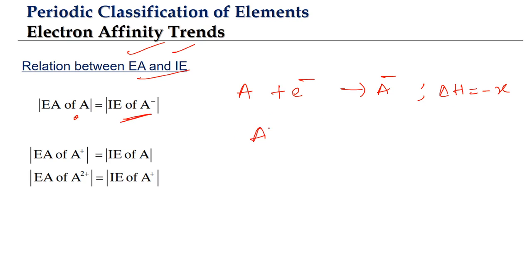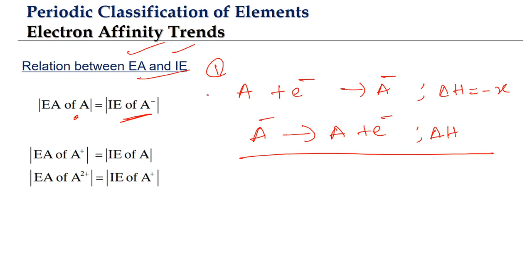Ionization of A minus means what? We will take A minus. Ionize means it will lose an electron to form A. So if you look at this process, what is it? If you call the first phenomenon equation 1 and the second equation 2, what we observe is that equation 2 is nothing but the reverse of the first one.